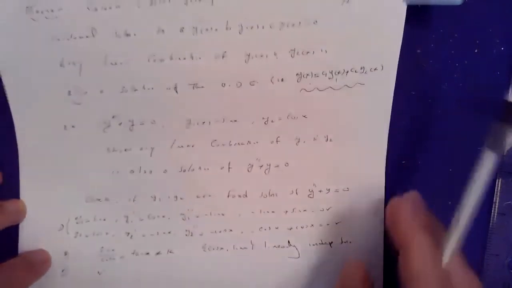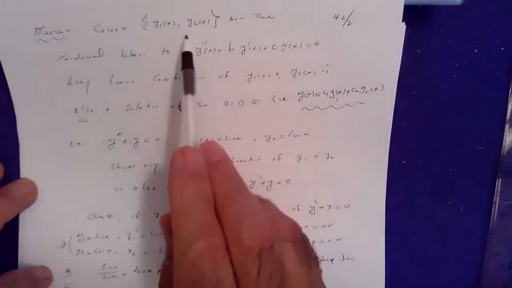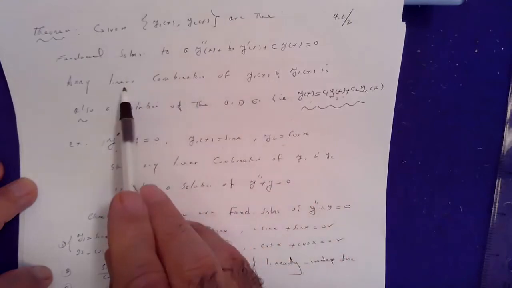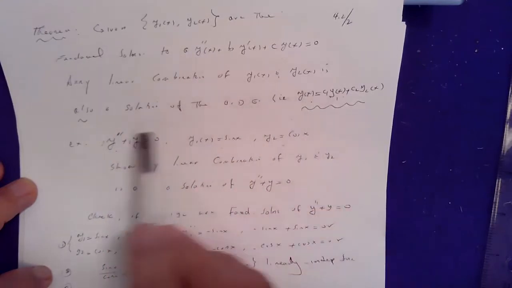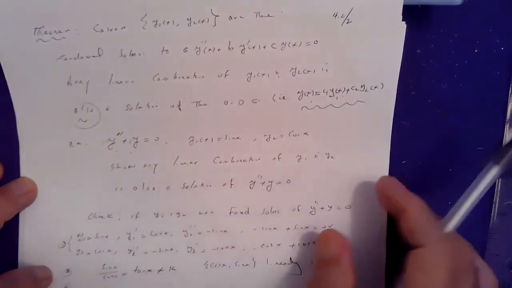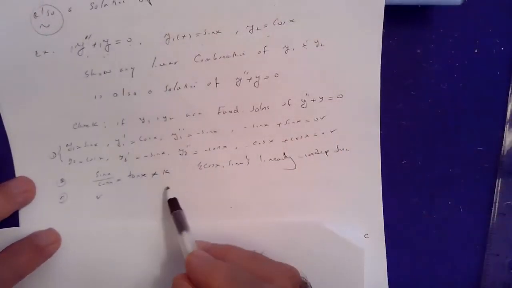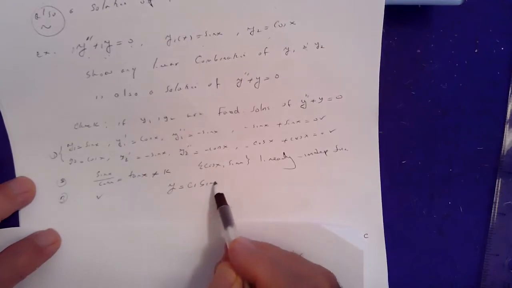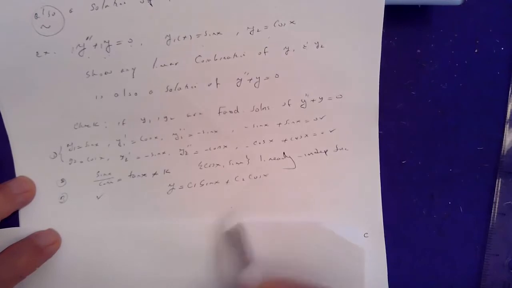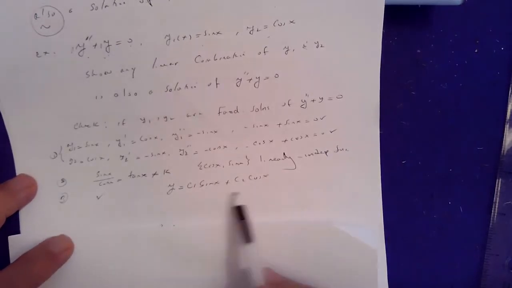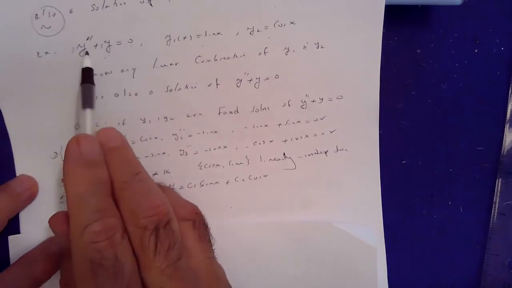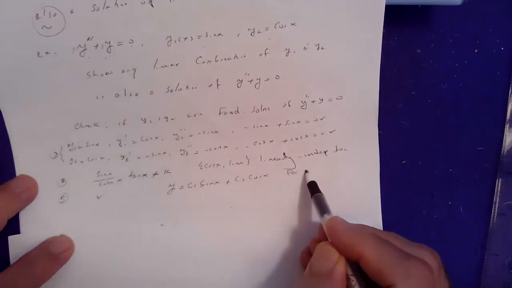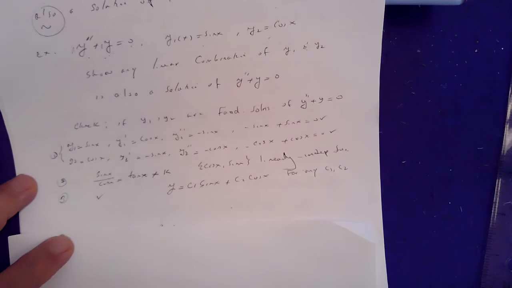However, based on this theorem, if two functions happen to be fundamental solutions of a differential equation, any linear combination of those is also a solution. What does that mean? That means if I take a linear combination of sine and cosine, which is c1 sine of x plus c2 cosine of x, I can show you this is also a solution of y double prime plus y equals 0 for any constants c1 and c2, correct?